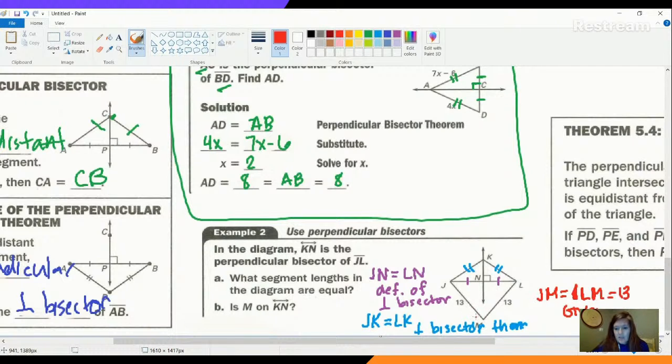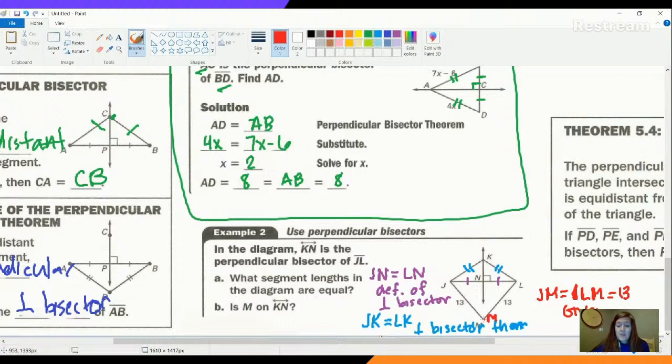And then the second question is, and this is M down here. Sorry, I kind of wrote on top of it. Second question is, is M on KN? So is M on the perpendicular bisector, which is KN? It's kind of hard to tell because the line stops, right? But if the line kept going, would it go through M or not?